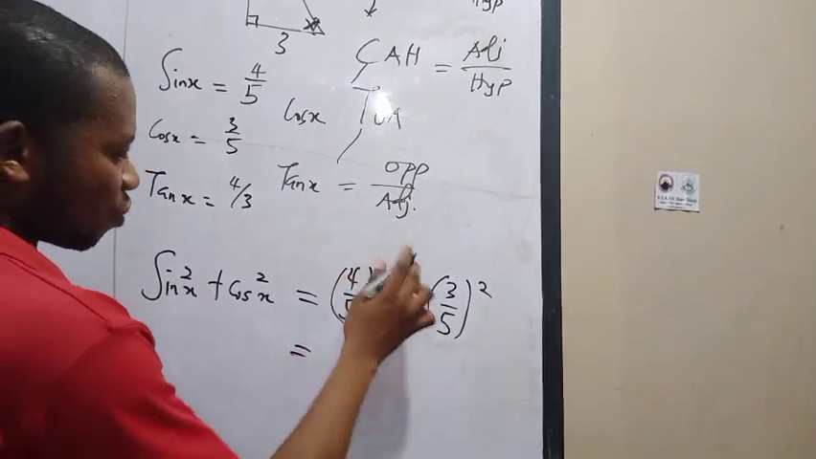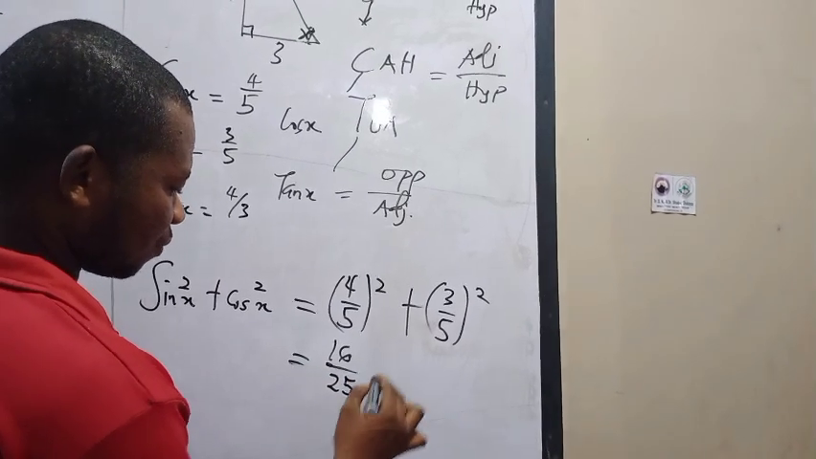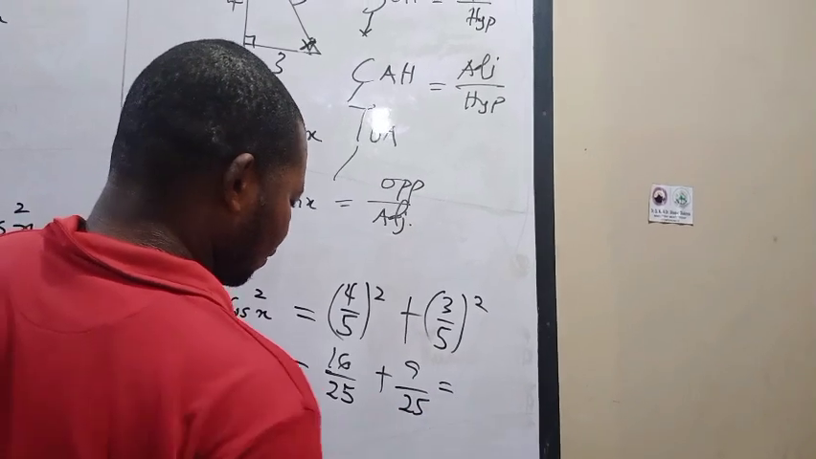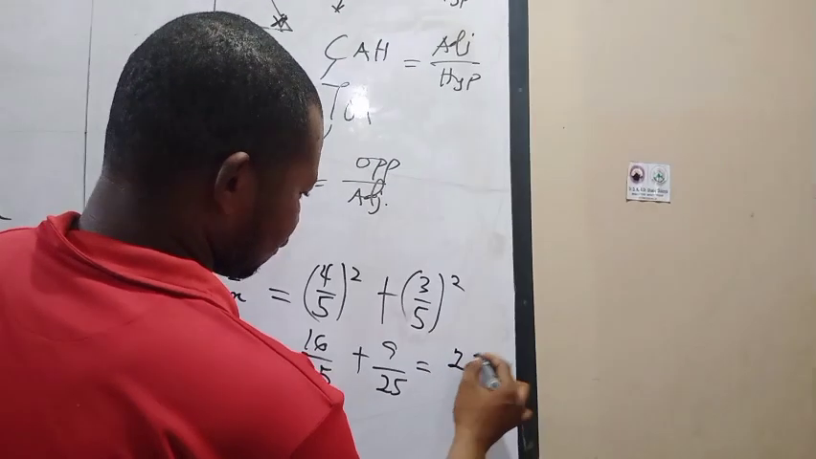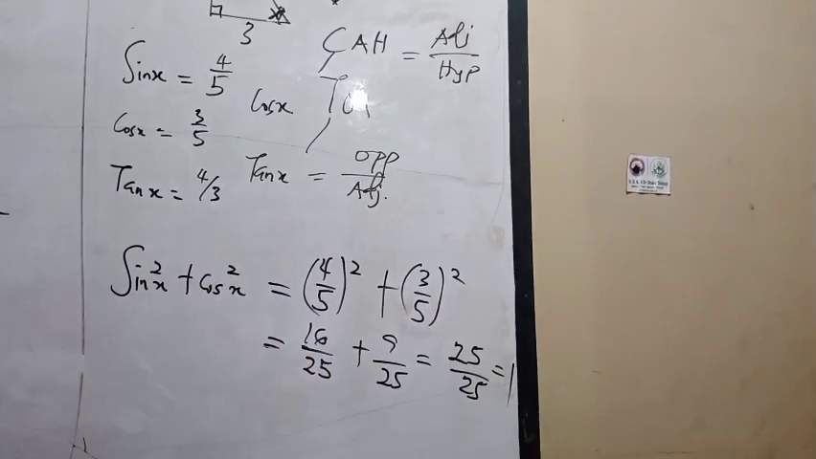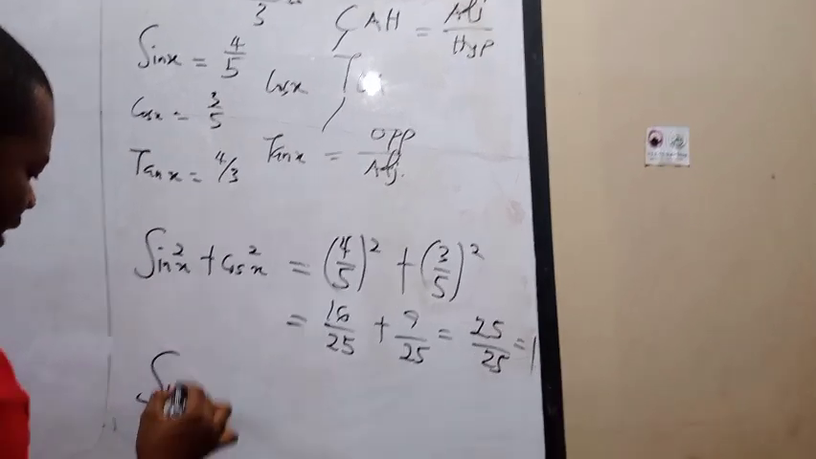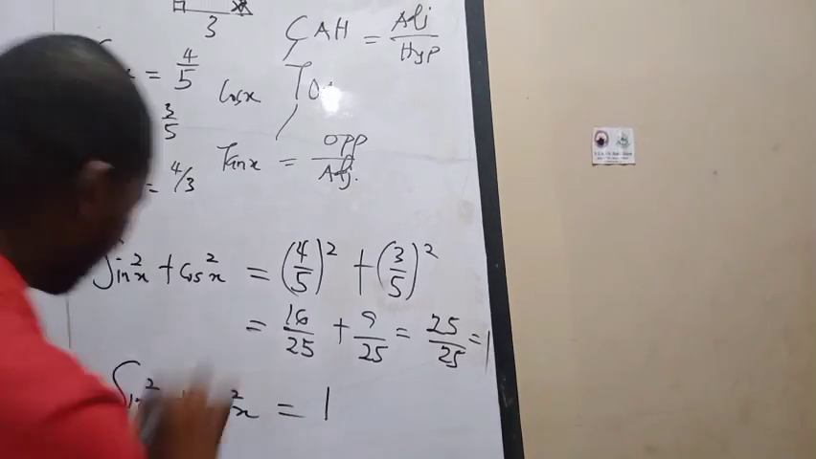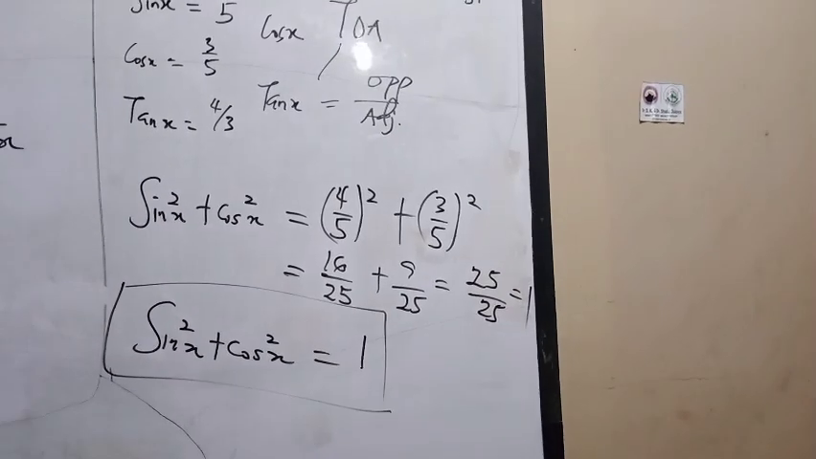Now 4 squared is 16 over 5 squared, 25, plus 3 squared, which is 9 over 25. At the end of the day, this gives me 16 plus 9, which is 25, over the LCM, 25, which means it is equal to 1. 25 divided by 25 is equal to 1, meaning that sine square x plus cos square x is equal to 1. This is a general law or principle guiding trigonometry.